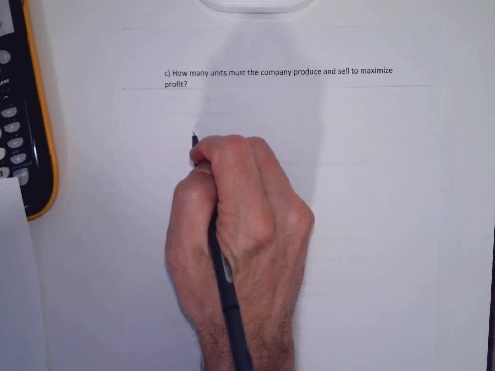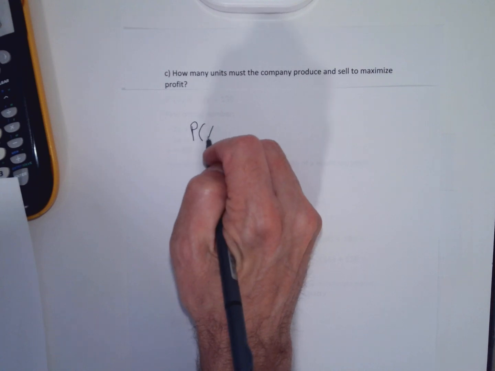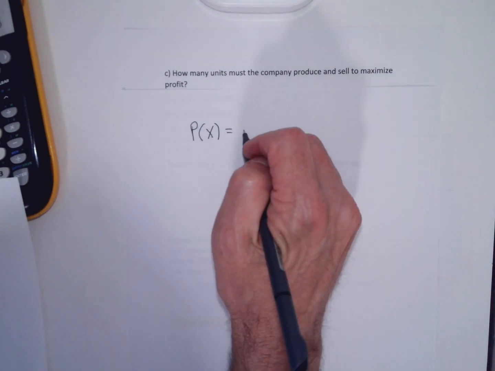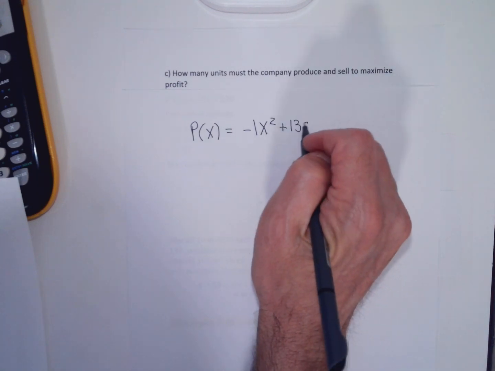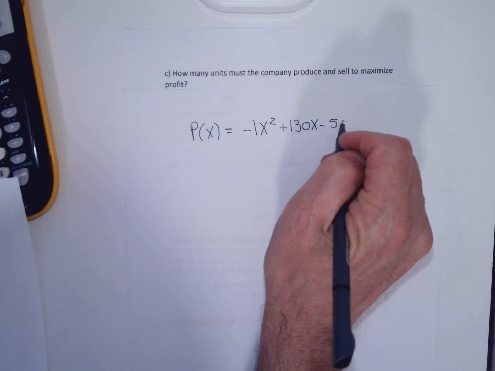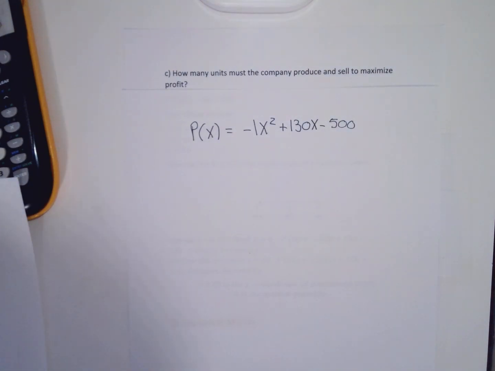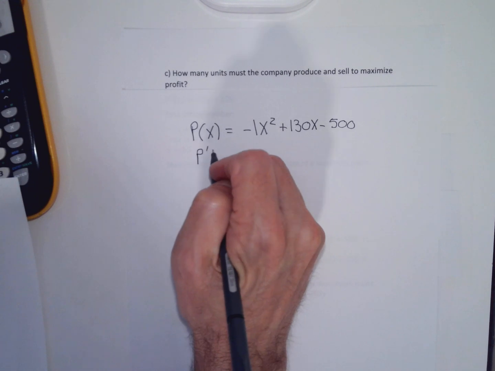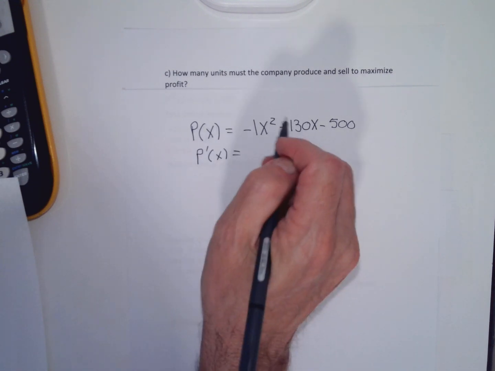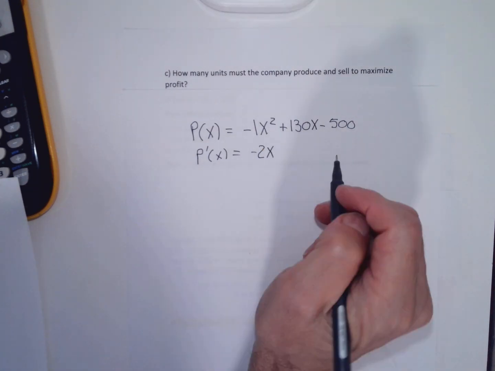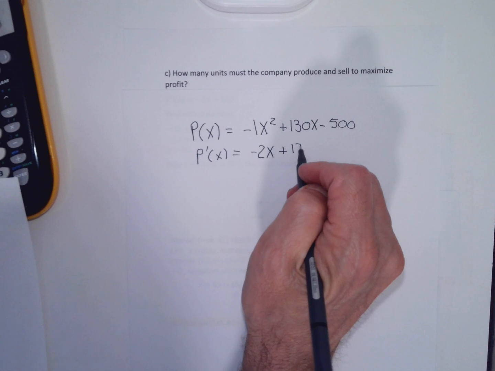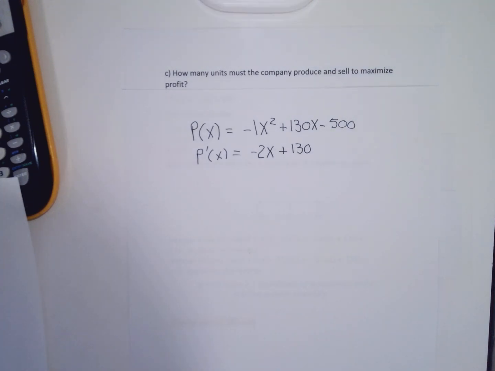I'm going to do all the first derivative tests to find the maximum point. So we have this profit function that I'm trying to maximize that we figured out in part B. The profit function is negative 1 X squared plus 130X minus 500. This is the function that I want to maximize. Let me find its derivative. So the derivative of the profit function is 2 times negative 1, which is negative 2, and then x to the first power. Lower the exponent by 1. The derivative of 130x is just 130. The derivative of minus 500 is 0.